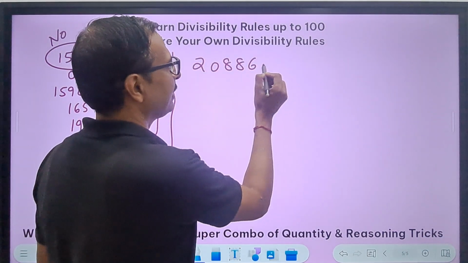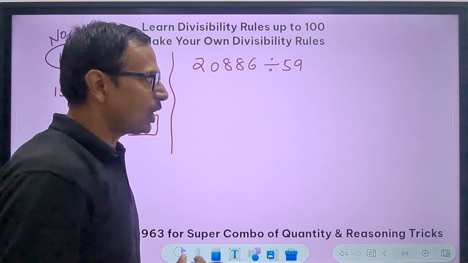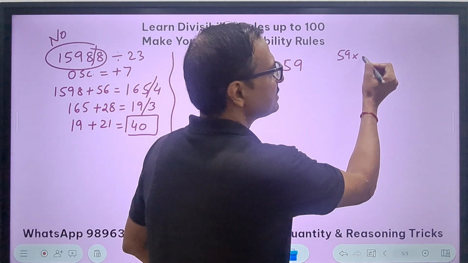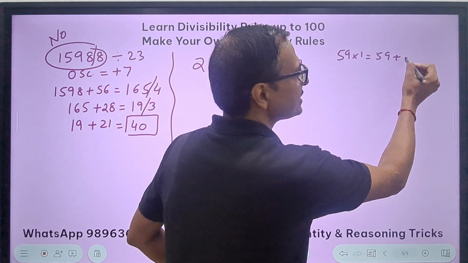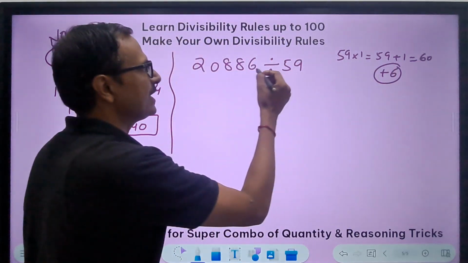20886. Now I want to check whether this is divisible by 59 or not. So the oscillator for 59, how do you calculate? 59, 1 times is 59, add 1 you get 60. So plus 6 is the oscillator. So let's separate it out.